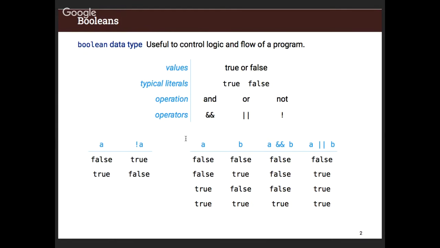Hungover probably. Okay, fine. A or B. So, is A true or B true? And the only case when it will be false is this first case where A is false and B is false. But if either one is true, the answer will be true. So I've got these operators. I can use them exactly like plus and minus. They only operate on Boolean values, but I can use them in expressions pretty much like I did before.